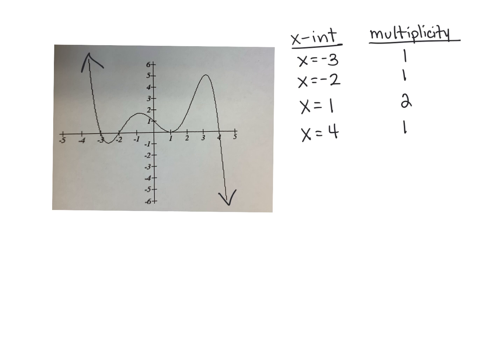All right, the second thing I need to check is to look at my turning points. So I have 1, 2, 3, 4. So I need to add 1 to it. So as long as my degree is 5th degree, then we have the appropriate multiplicities. All right, so now we're going to take those and we're going to write out our factors.